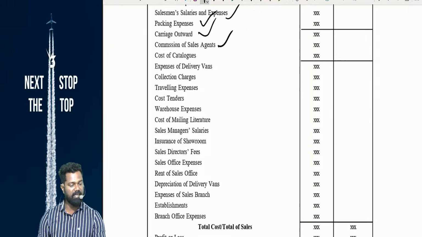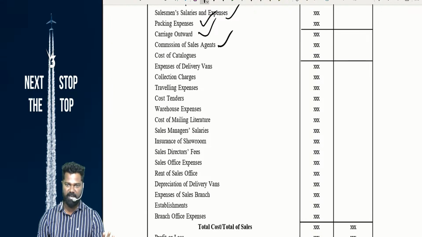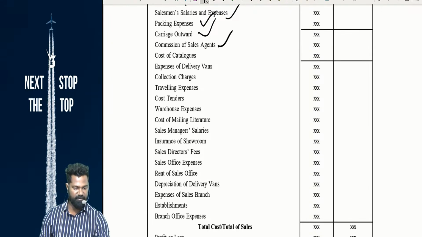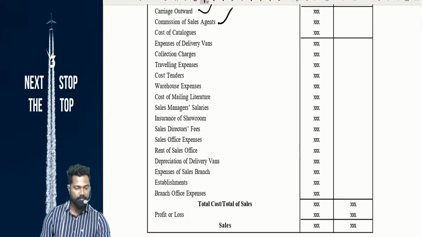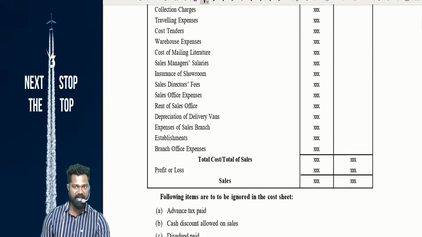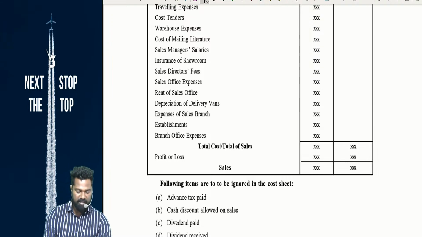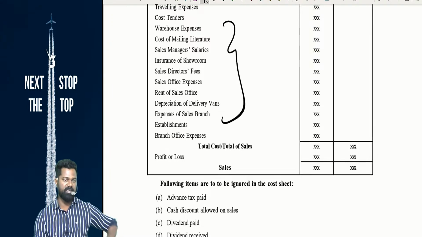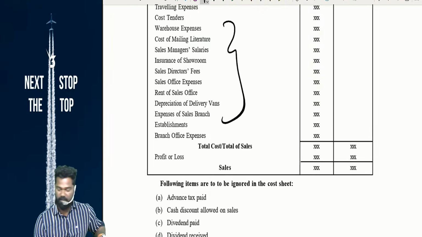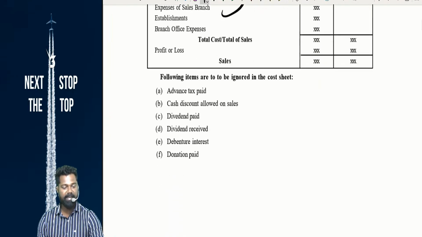Okay, warehouse, I'll give you all this. If you want you can copy it when you have time. I'll send you as a PDF. If you want you can copy it. Next is what? Salesman salary, sales director fees. Okay, all these items come under selling and distribution. Are you clear? Okay. Items to be ignored.